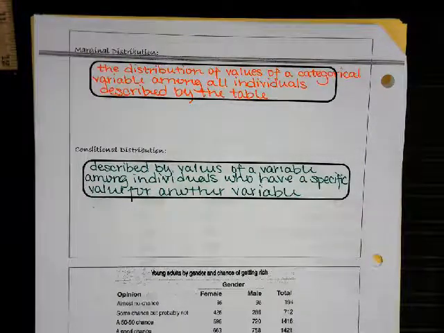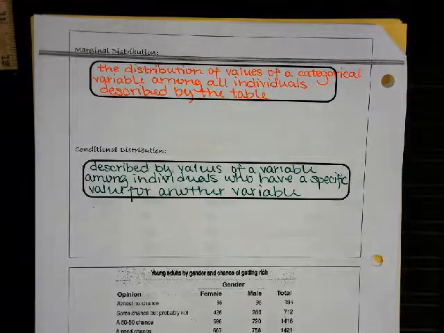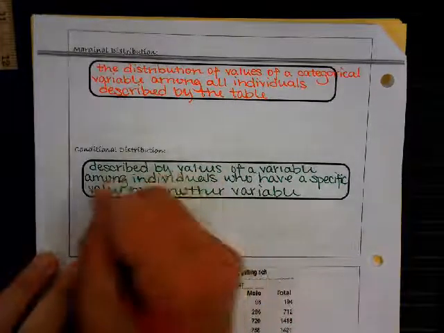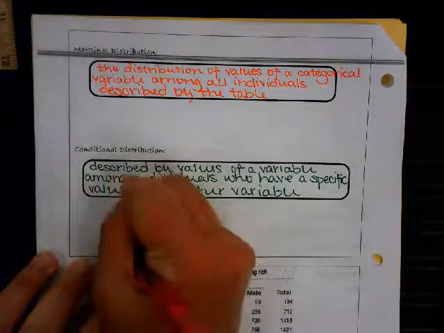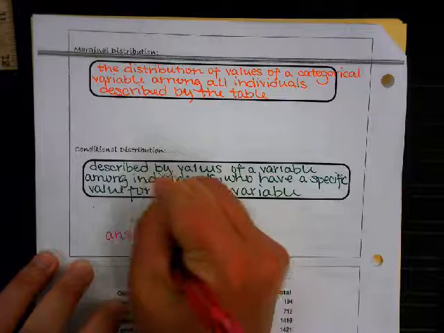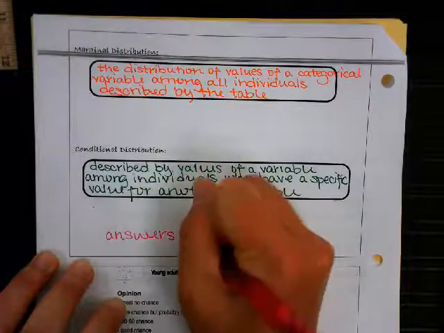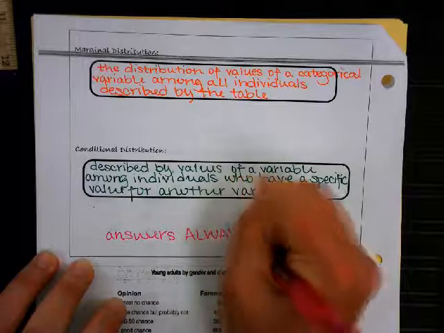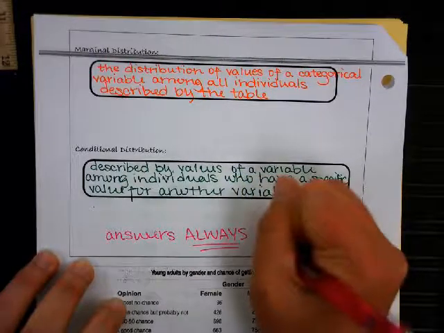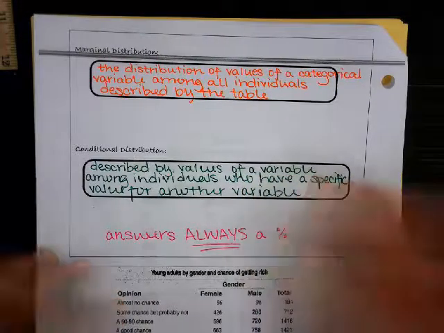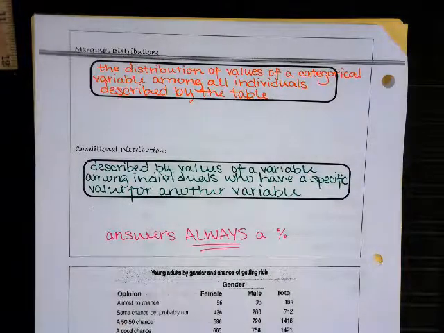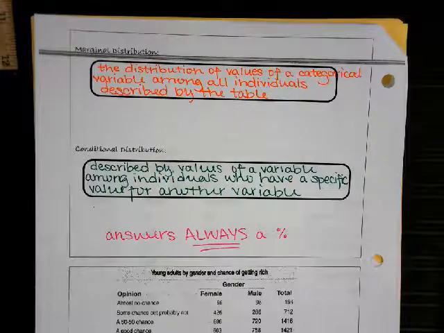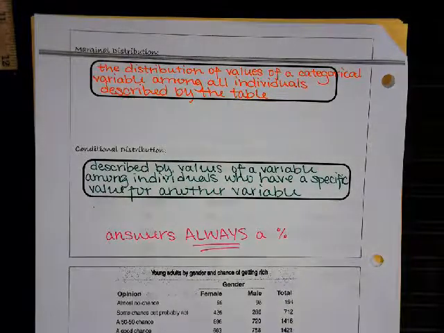When it comes to marginal and conditional distributions, your answers are always a percent. So when we find them, we're going to be doing some division to get percents.